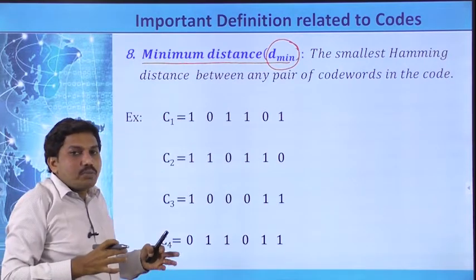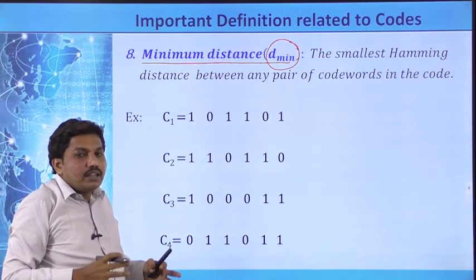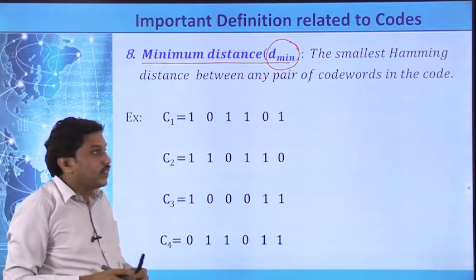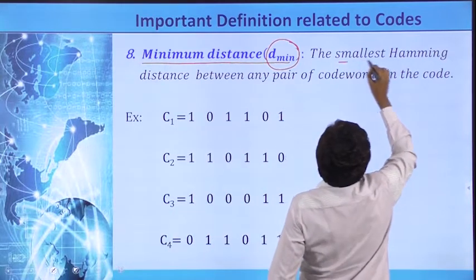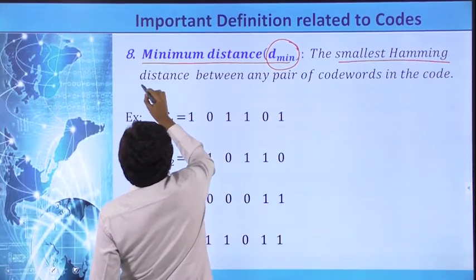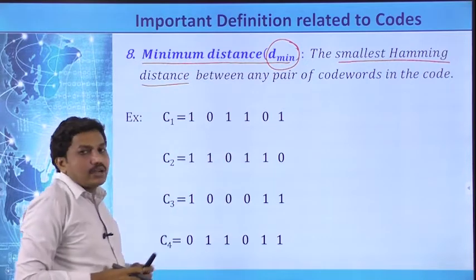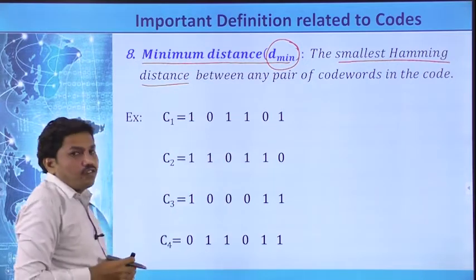It is the smallest Hamming distance between any pair of the code words in the code. So let us see an example. Here I am considering 4 codes.